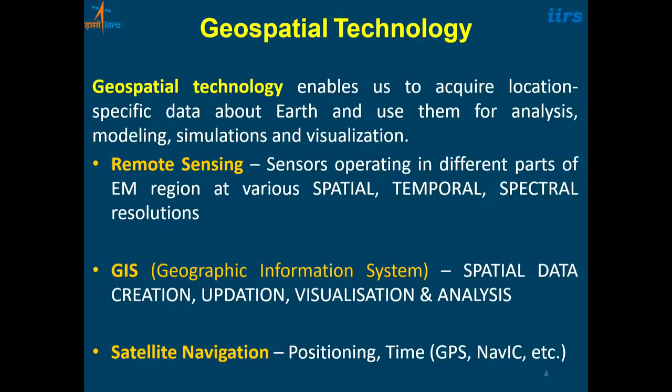Remote sensing has various kinds of sensors operating in different parts of the electromagnetic spectrum at various spatial, temporal and spectral resolutions. I will cover the basic definition later on, but just to say it here, remote sensing means observing things from a distance without being in physical contact with the object. The distance can be as far as space.